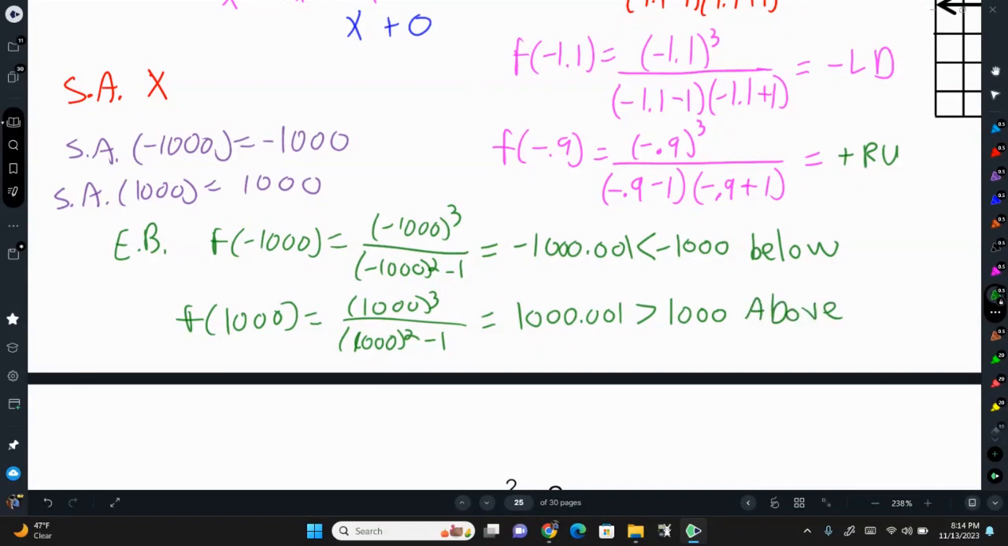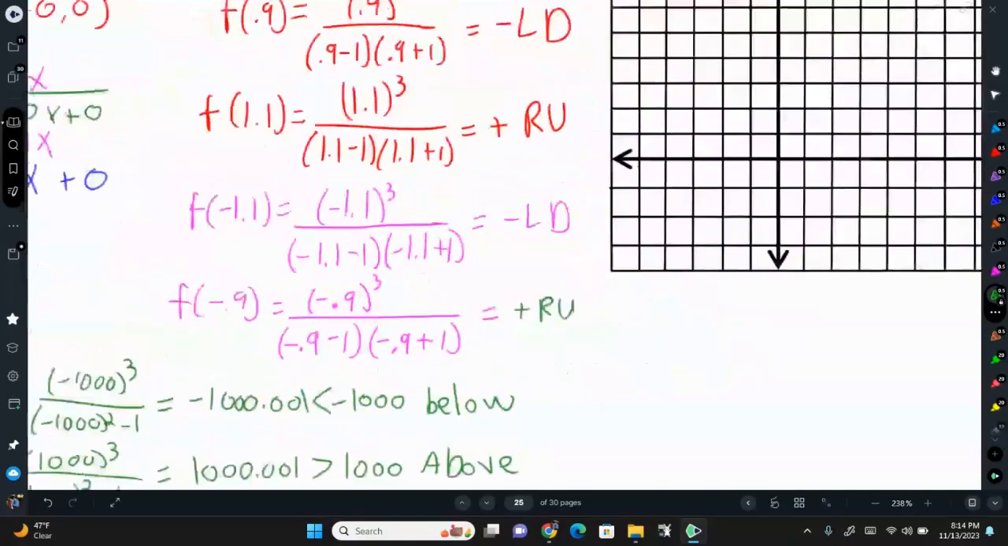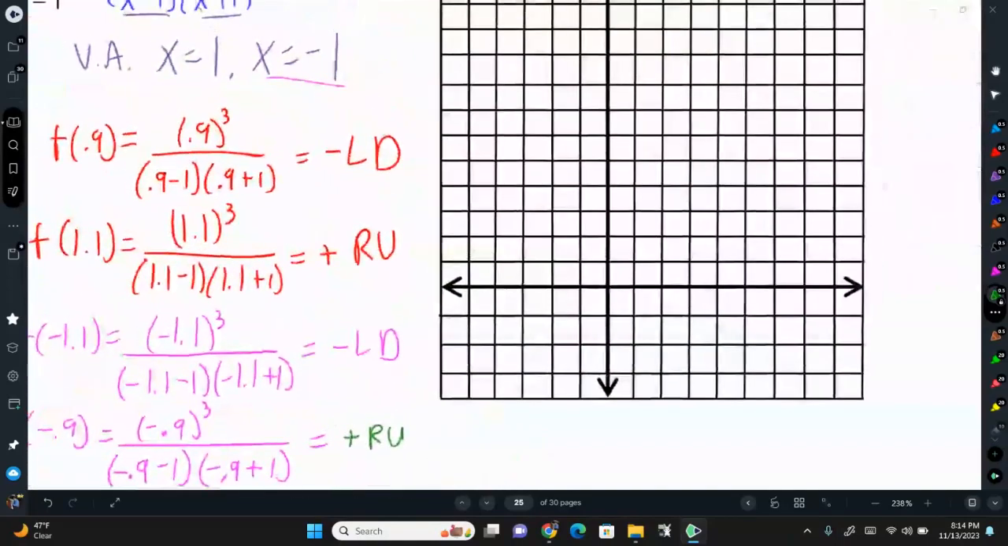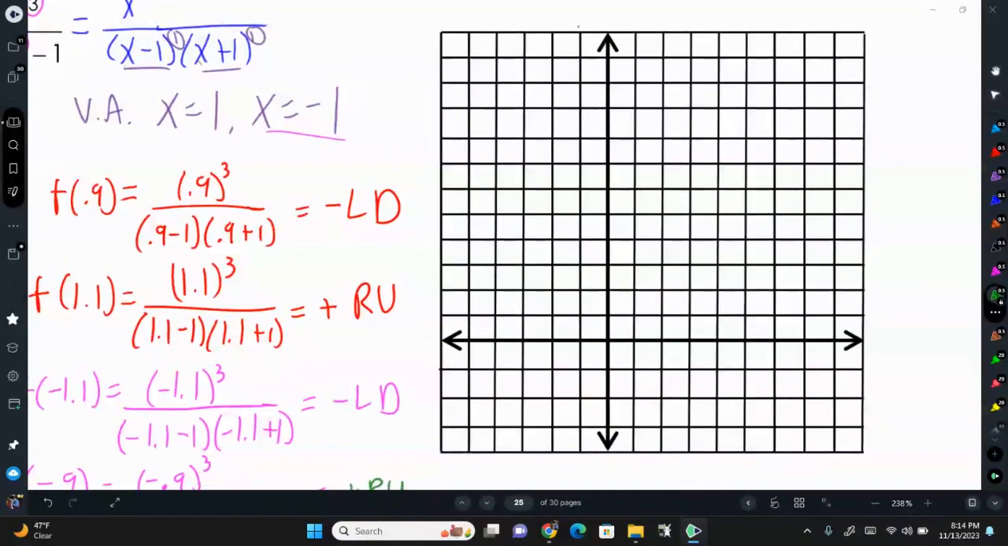So I know that all of this stuff is time-consuming and confusing. That's why we spent some time just identifying these characteristics before graphing the last few days. So let's go to our graph now. We have a vertical asymptote at positive 1 and negative 1.